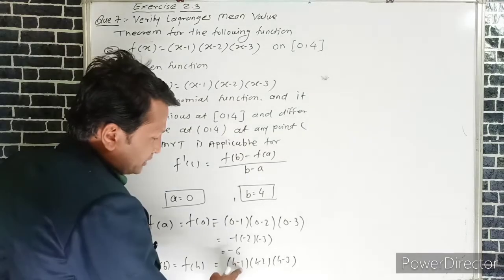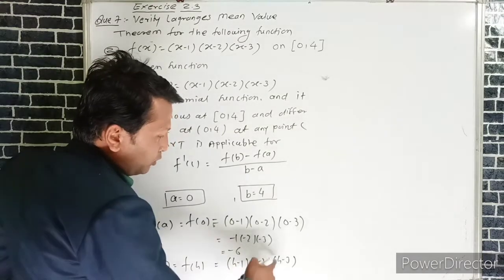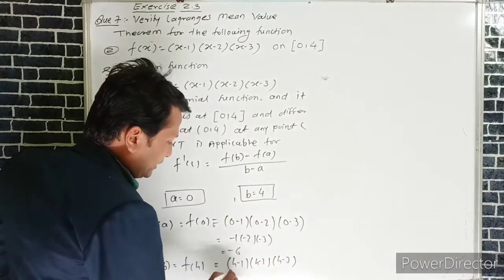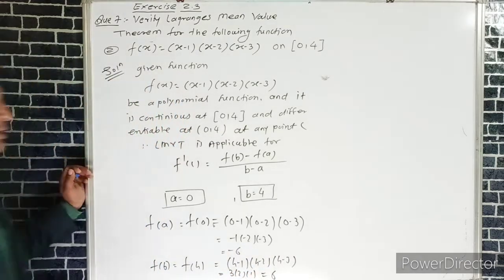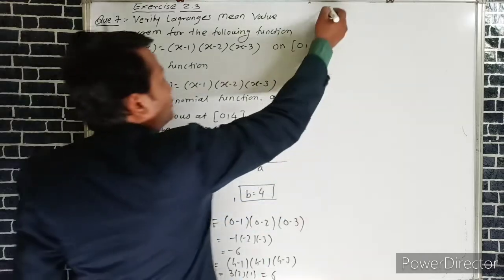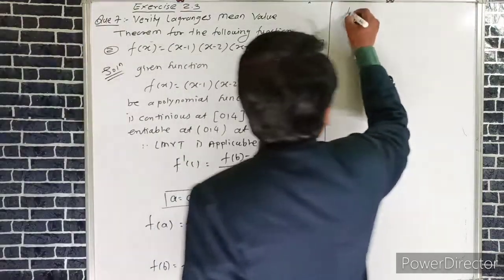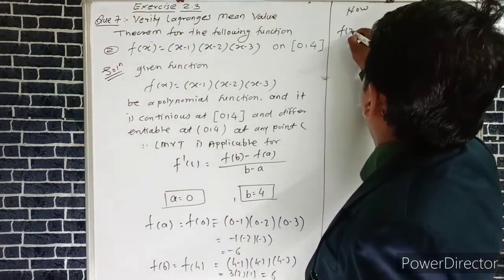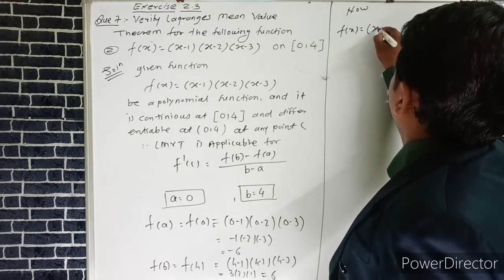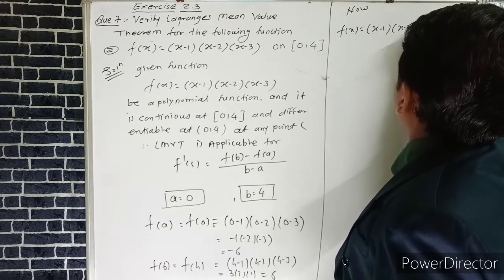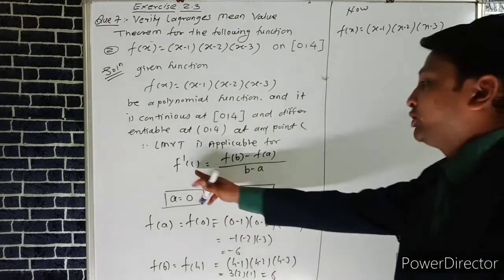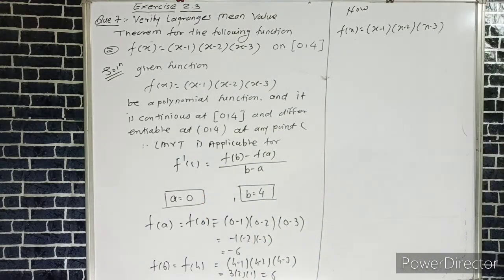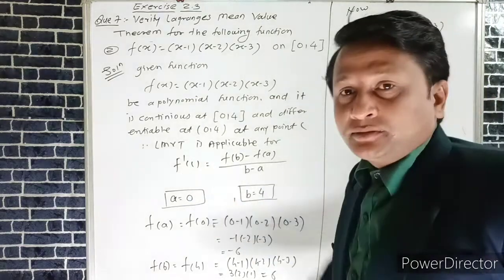4 minus 1 is 3, 4 minus 2 is 2, 4 minus 3 is 1. We can write 3 into 2 into 1, which is 6. So, by using the function f of x, where f of x is equal to (x minus 1)(x minus 2)(x minus 3), we can find f dash of x, and at x equal to c, we convert this to f dash of c.